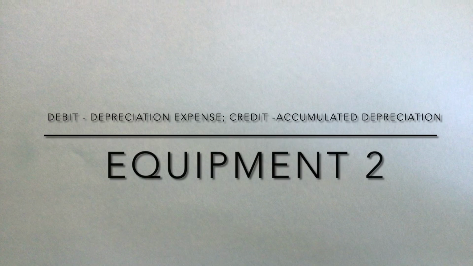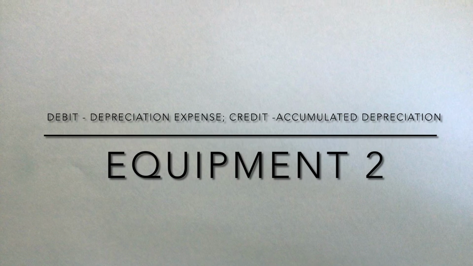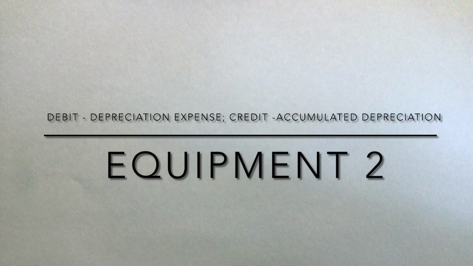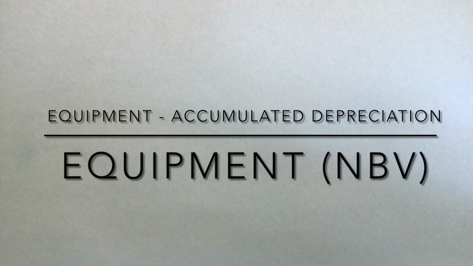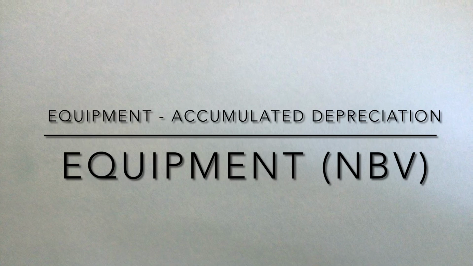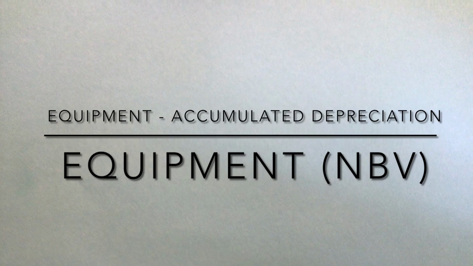Instead, as we show the item being used up and show it being pushed into expense, we debit depreciation expense and credit accumulated depreciation. This means at any given time, if you want to look at the net book value of equipment, it's equipment minus accumulated depreciation. We don't record any more into the equipment account until we sell the item.